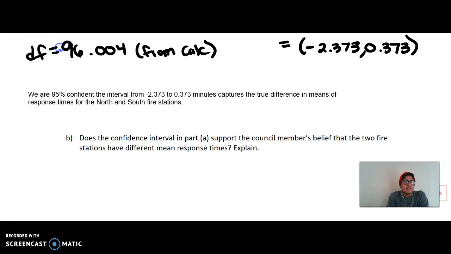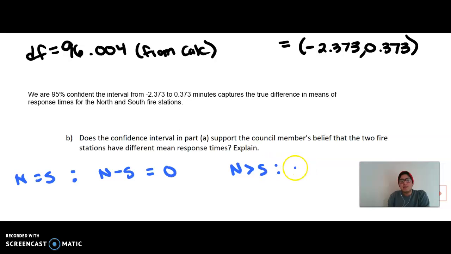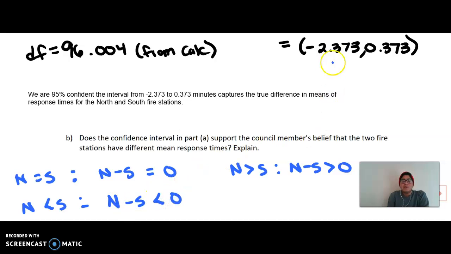Again, keep it spicy. Well, if north and south are equal to each other, this would mean zero would be in the interval. Now, if the north is greater than the south, then the interval would be completely positive. And the last case, if north was less than the south, then the interval would be completely negative. Now, we see that there's a negative-positive shift here, and we see that 0 is actually in this interval.